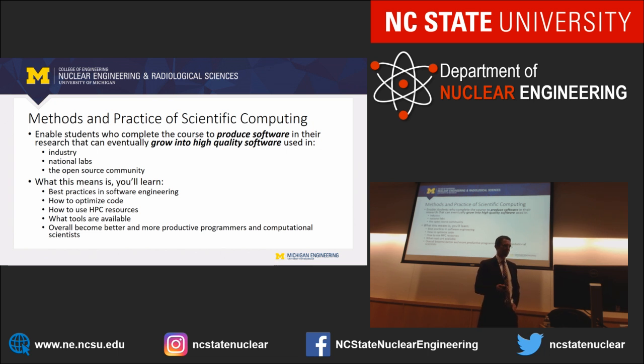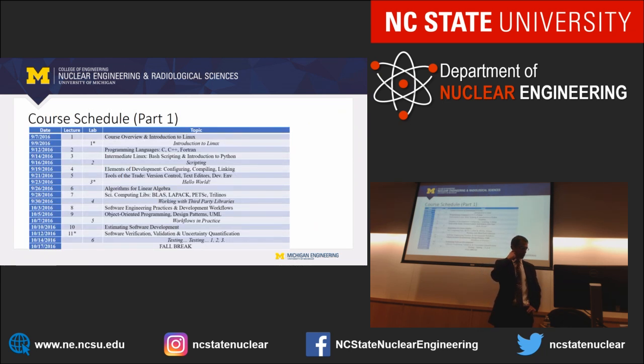So what this means is, this is a slide I give my students at the beginning of every semester. These are the things you have to learn, right? You have to learn best practices in software engineering. You have to learn how to optimize code, how to use HPC resources. What are the tools that are available? You don't want to go reinvent the wheel. And overall, all the various things you can do to be a more productive programmer or a better computational scientist. So this was the original syllabus I came up with. It's largely unchanged at this point. Some things have shifted around, but otherwise this is what it looks like.